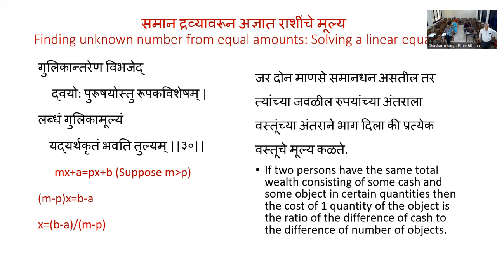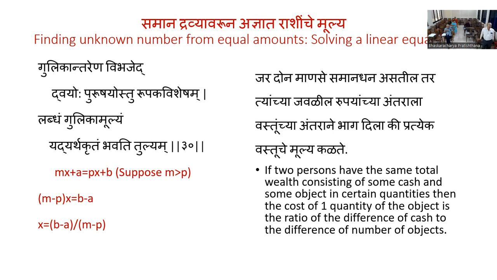So what is the cost of one gulika, whatever that gulika is, say an apple: one apple costs how much. So x is the cost of one apple or one gulika, and the number of gulika with one person is m, another person has p, and apart from that gulika, he also has some money, some cash. So the first person has cash a, the second person has cash b, and the total wealth is the same. So mx plus a is equal to px plus b is our equation. And then you want to find x.